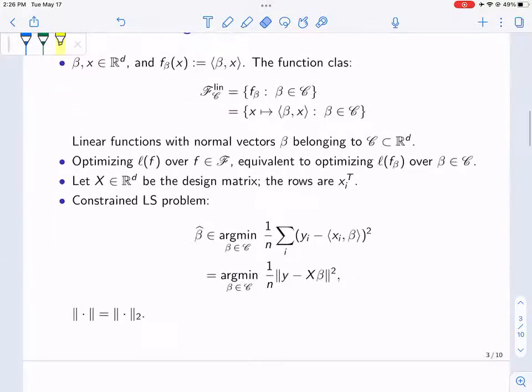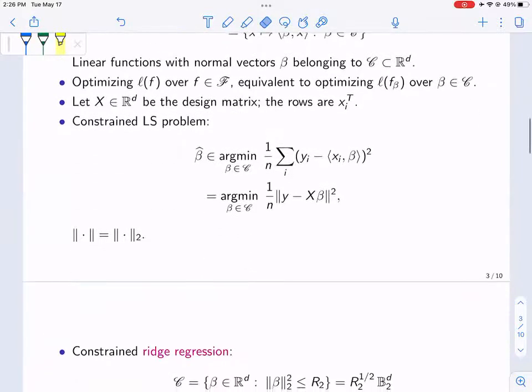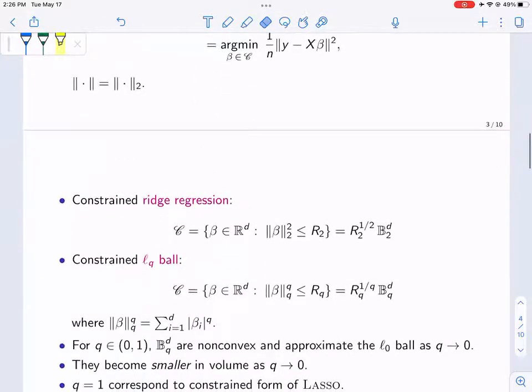And then if you write it, the function is there, it's just the usual least squares criteria here. And effectively, you're minimizing over this class of beta, and that's just a restricted or constrained least squares regression problem. Sounds good. So nothing new here.